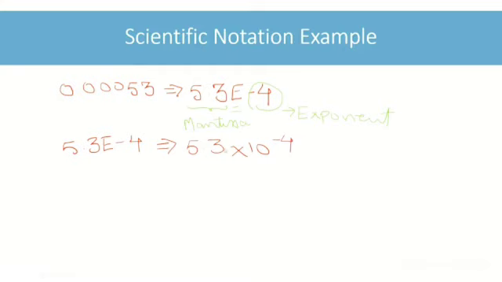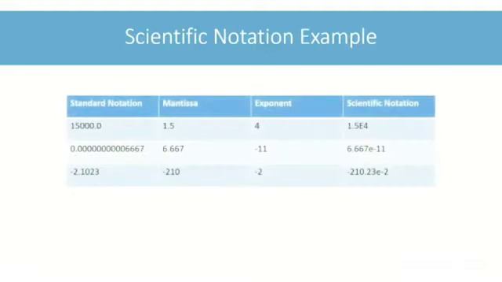Putting it all together, the standard notation floating point literal 0.00053 can be written in scientific notation as 5.3 into 10 to the power of minus 4, which is equivalent to 5.3 E minus 4. Here are a few more examples to help you understand this better.